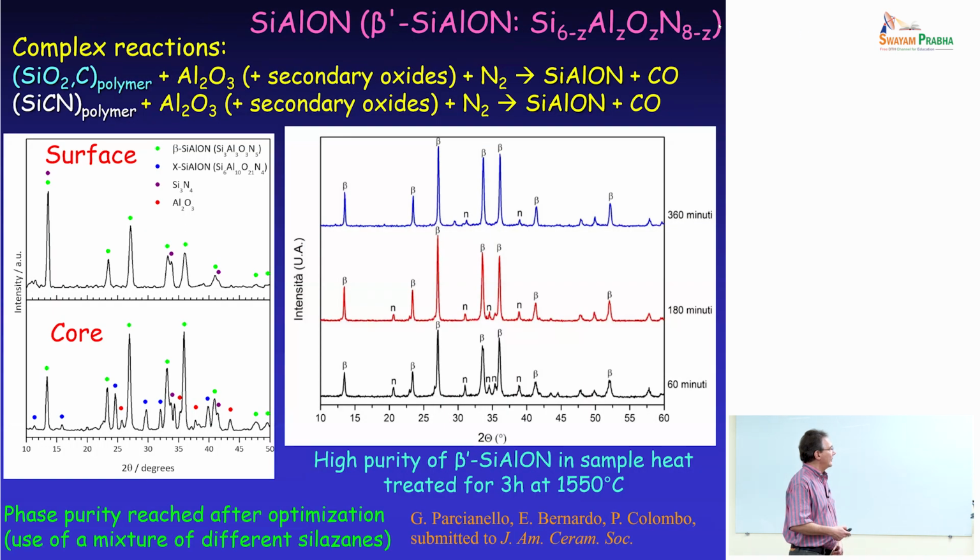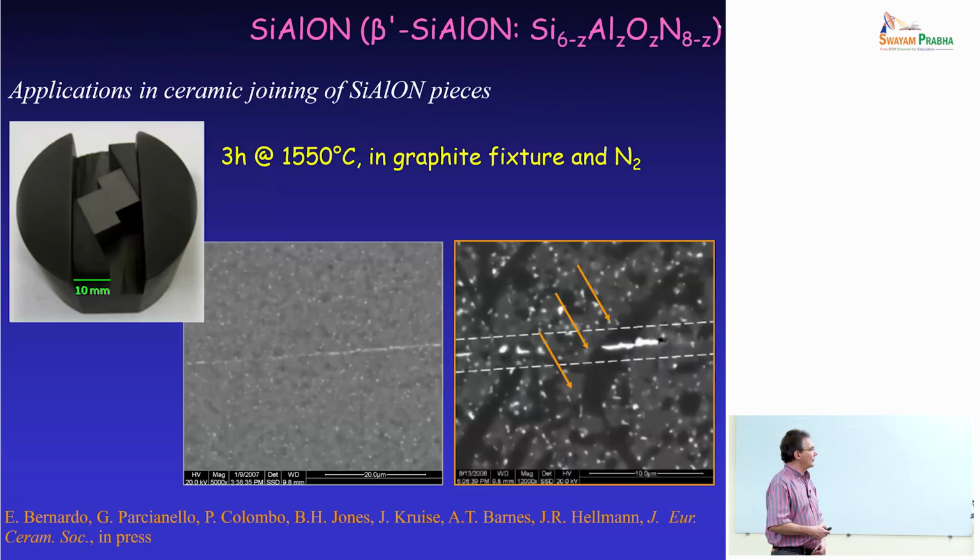And for Si3N4, as I mentioned, you need to fire in nitrogen, and after firing at 1550, you can get phase pure Si3N4. We also use this approach for joining.